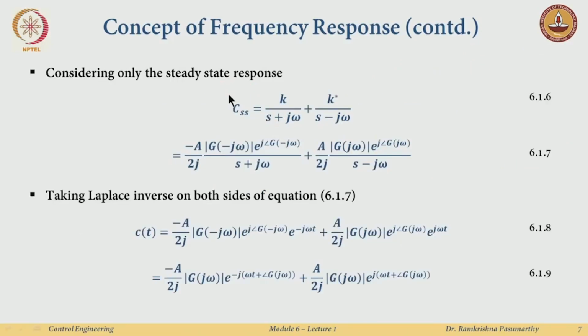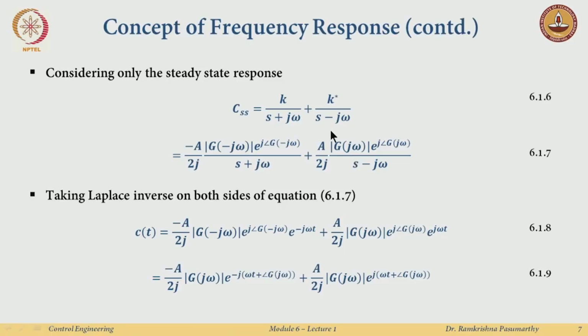Okay, so I just look at how the response looks like, C_SS, I am just calling it SS because of the steady state: k over s plus j omega plus k star over s minus j omega. I just use the simple tricks from what I learnt in Laplace transform of how to find these constants k and k star. They turn out to be something like this, right. The k would be this guy and the k star would be this guy. I do not really need to teach you how to compute this, these are extremely straightforward things.